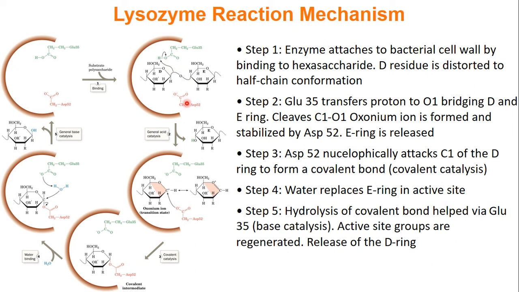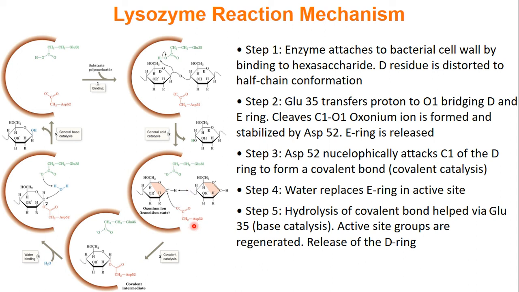This oxonium ion, remember, is positively charged, so we have ASP stabilizing our substrate right here. The E ring has an OH on it, the H coming from GLU. It no longer has this glycosidic bond, so it leaves. So we have chopped our peptidoglycan layer already. But before we're done, we have to restore our enzyme and take care of this oxonium ion.